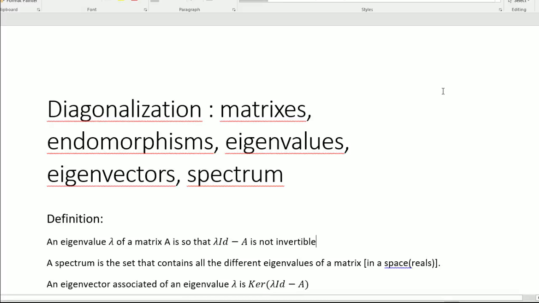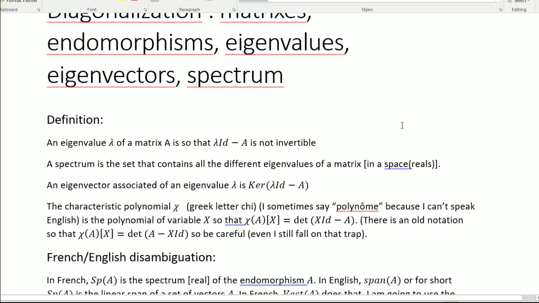Today I'm going to talk about diagonalization, so matrices and endomorphisms, eigenvalues, eigenvectors, and spectra. Okay, so let's go quick. Definition. An eigenvalue lambda of a matrix A is such that lambda Id minus A is not invertible. Okay, so to study that, we'll actually calculate the determinant of this thing.